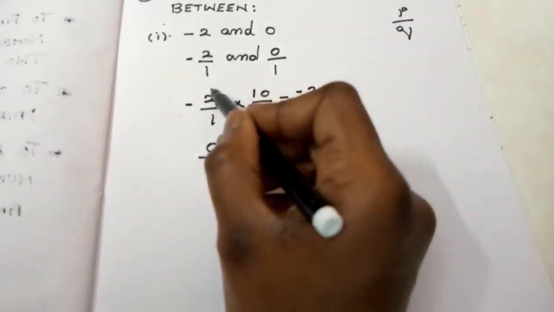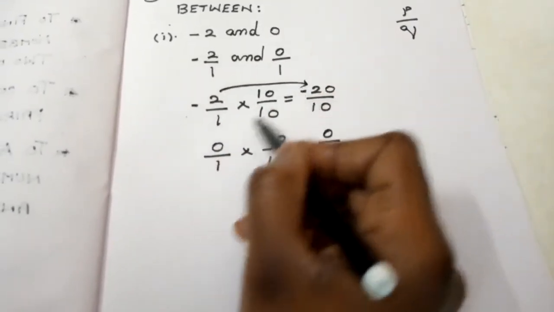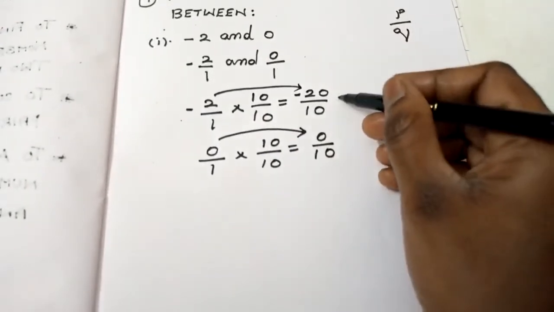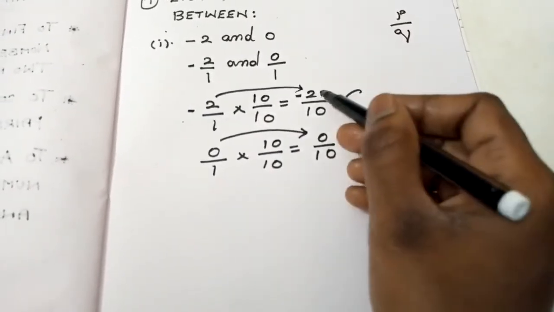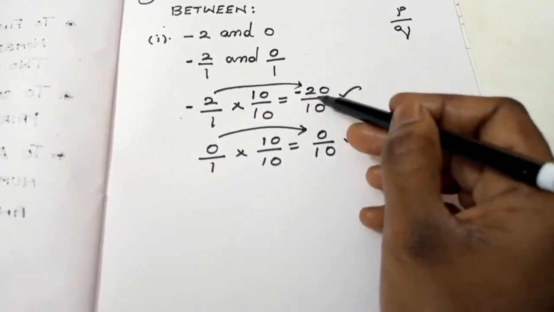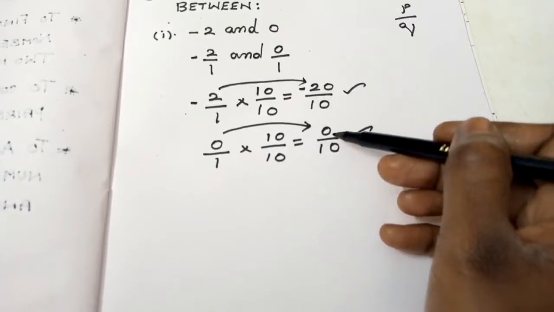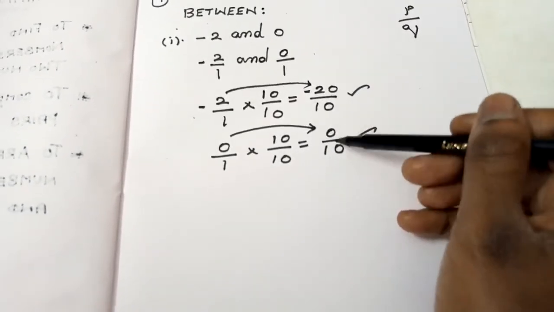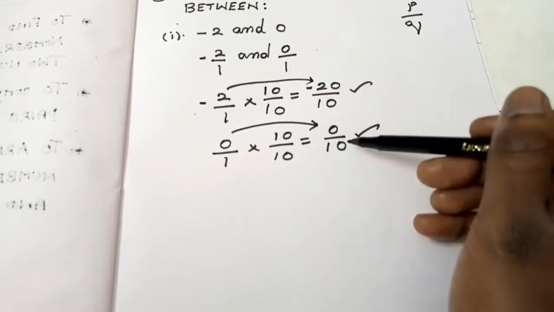I am converting this rational number to this form. You may have a doubt. Why are you converting? I will tell you the reason why I am converting. Again, the meaning of the question is the same. Again, if you simplify this one, you will get -2, and in this place you will be getting 0. So -2 and 0, the same question I am writing in rational number form.